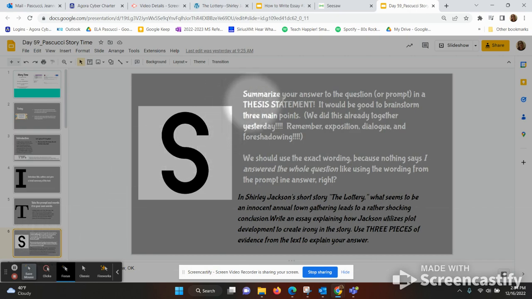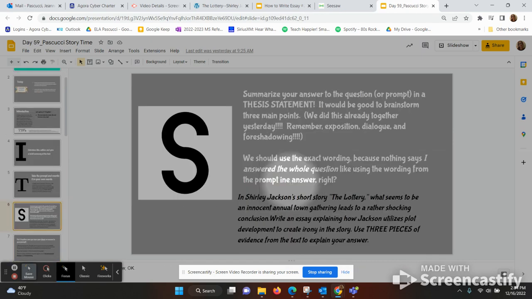Okay, and that's where we summarize our answer to the question or prompt in a thesis statement. It would be good to brainstorm 3 main points. Oh, wait, we did that together yesterday in our pre-writing. Yes, go us. Okay, remember we talked about exposition, dialogue, and foreshadowing? So when we go to answer this in our thesis statement, we should really try to use the exact wording because nothing says I answered the whole question like using the wording from the prompt in the answer, right? Sorry, I have a typo right here.